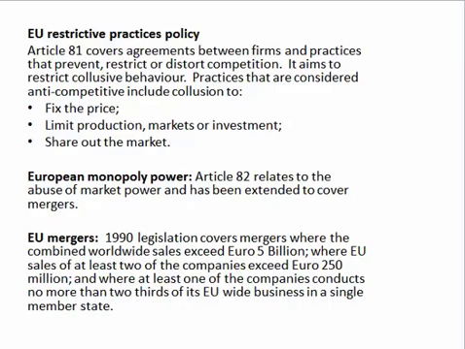European monopoly power: Article 82 relates to the abuse of market power and has been extended to cover mergers. EU mergers: in 1990, legislation covers mergers where the combined worldwide sales exceed 5 billion euros, where EU sales of at least two of the companies exceed 250 million euros, and where at least one of the companies conducts no more than two-thirds of its EU-wide business in a single member state.